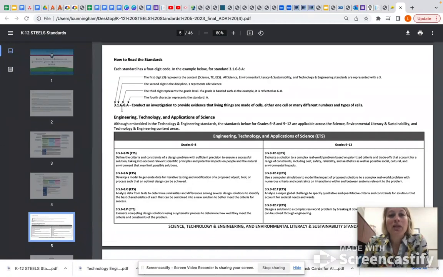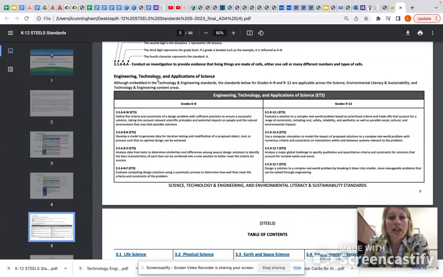If a grade level is banded, it will be reflected as 6 to 8. So you will either see this as a band, like it just told us, or if you have a grade level specific standard, like for grade 4, this will just say grade 4. Or if you have one just for kindergarten, it will say K, and so on and so forth. And then the fourth character represents the standard. And the standards start for each discipline with the letter A and then move forward from there.